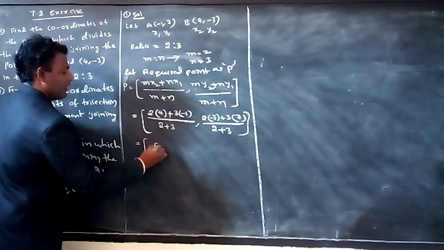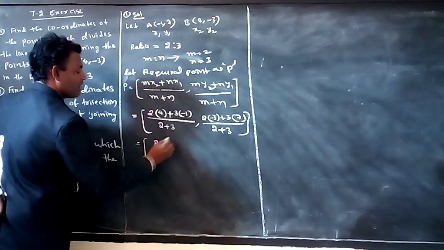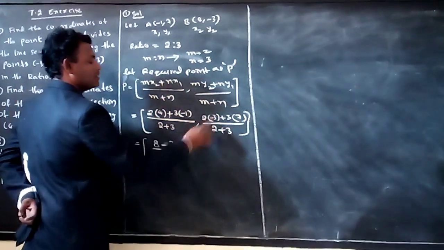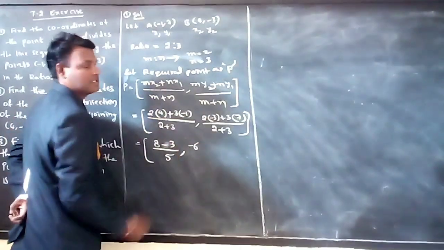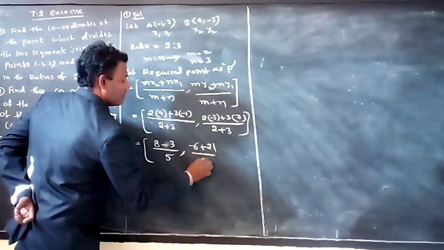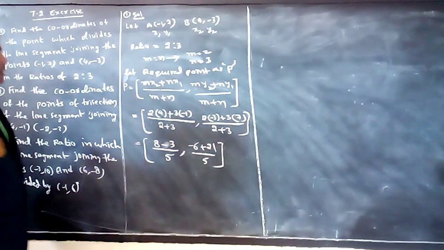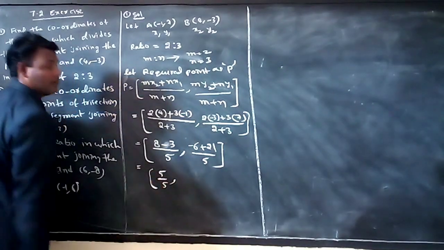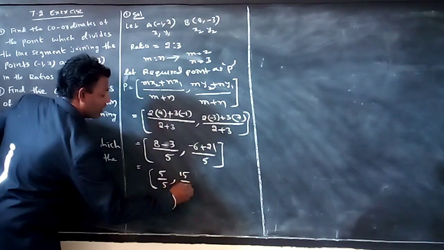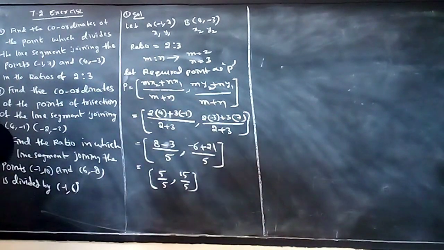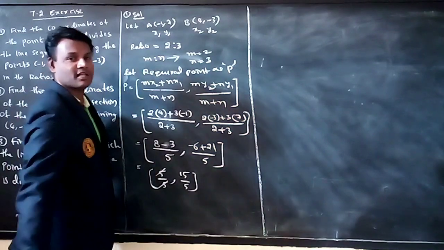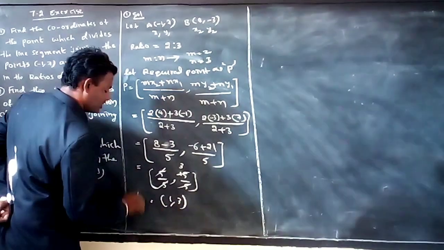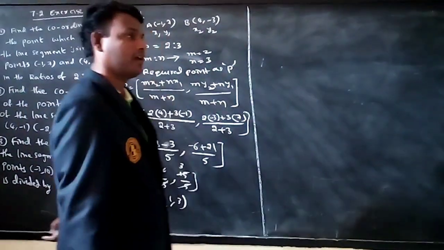According to this, 2 4s are 8 plus 3 into minus 1 is minus 3, by 2 plus 3 nothing but 5. Then 2 into minus 3 is minus 6 plus 7 3s are 21, by 2 plus 3, how much? 5. So finally the answer will be 5 by 5 and also 15 by 5. 5 and 5 cancel. 5 1s are 5, 3s are 15. So final answer is (1, 3). So the required point is (1, 3).